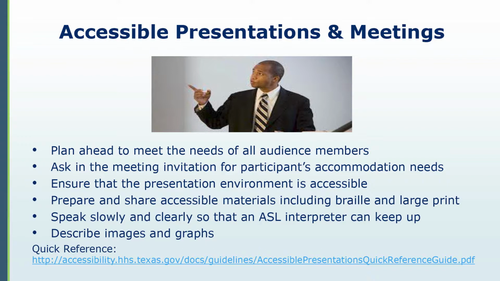A lot of public facilities, City Hall, public schools, those sort of places generally are accessible because they've been required to follow the Americans with Disabilities Act in advance. But knowing that the place where you're holding your presentation or your meeting is accessible can be done by accessing some of the checklists in the toolkit. You need to also include in your meeting invitation whether somebody has an accommodation need. It may be that you have a member of your audience who has a hearing impairment and needs real-time captioning to be able to understand what the speaker is saying, or maybe somebody needs an American Sign Language interpreter.